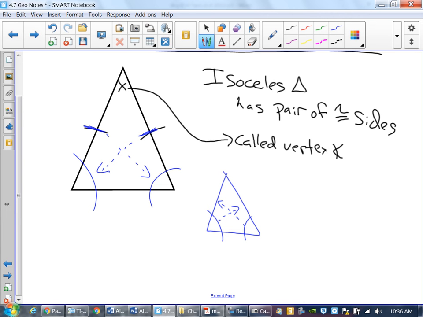Excuse me. I'll give you a second. I want to get ahead of you. Yes, ma'am. Yes. Called the vertex angle. If you squint really, really hard, it shows up just fine. Oh.